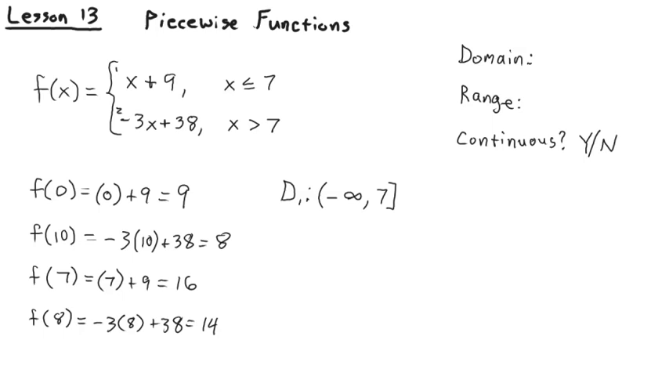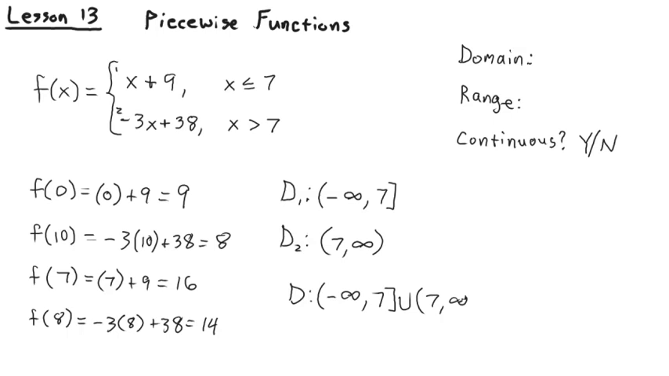What about the domain of piece 2? Okay, well, the domain of piece 2 is all x values larger than 7. So we're going to start at 7, but not including 7, and we're going to go up to infinity. And so the domain of the whole function, the domain of f of x, is going to be both of these union together. It's going to be negative infinity up to 7, bracket, union 7 to infinity.